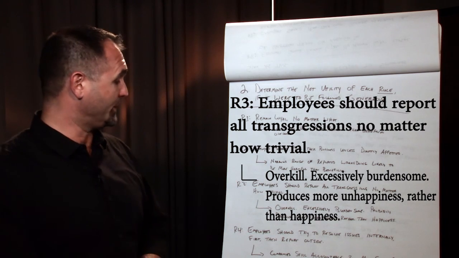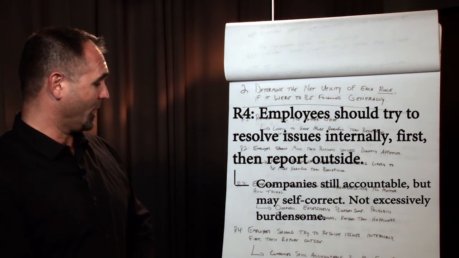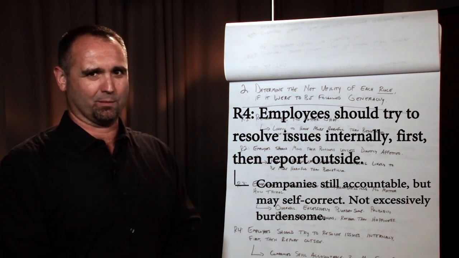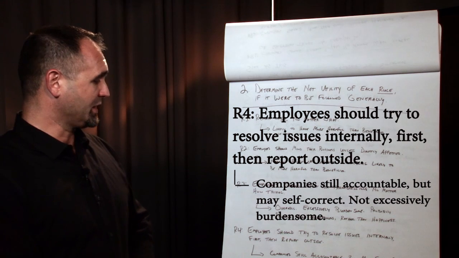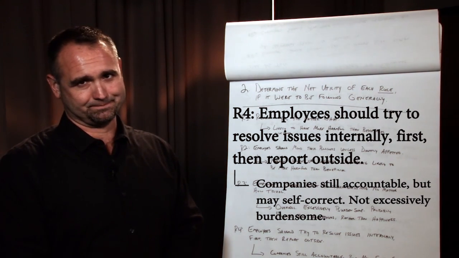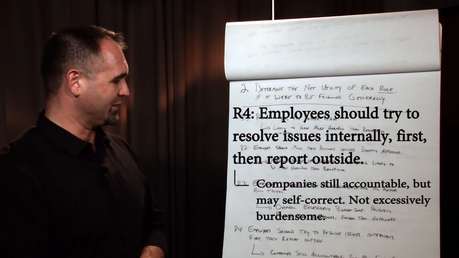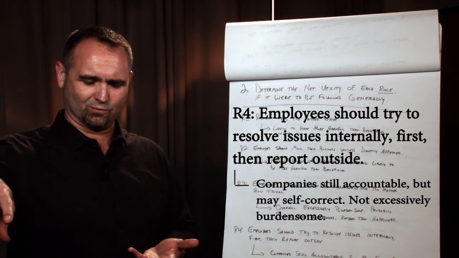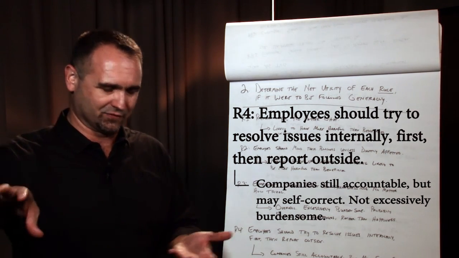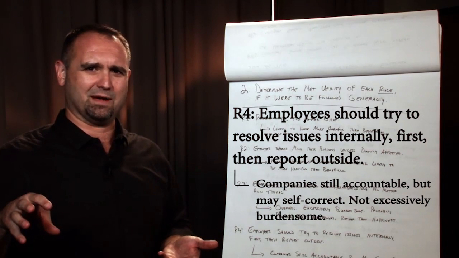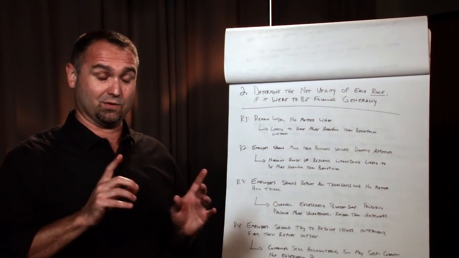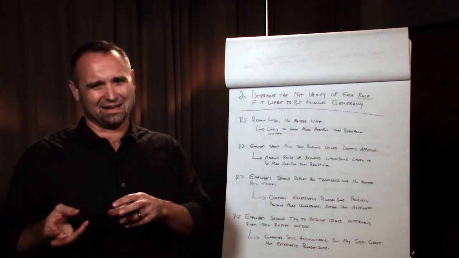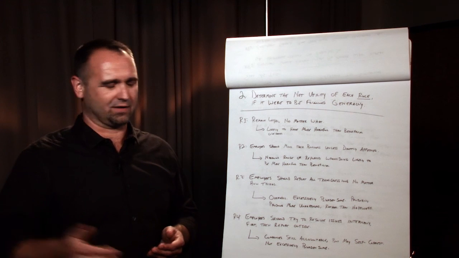Rule number 4: employees should try to resolve issues internally first and then report to outside law enforcement or media sources. The companies here would still be held accountable. So you have this thing of capturing problems, but you give them the opportunity to self-correct. It isn't that employees should run right off and tell everyone what's going on at the first sign of trouble. Rather, when something big and important happens, what an employee ought to do is try to get the company to resolve it first, and then, if necessary, go to outside sources.